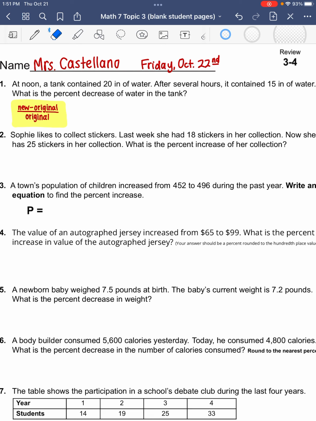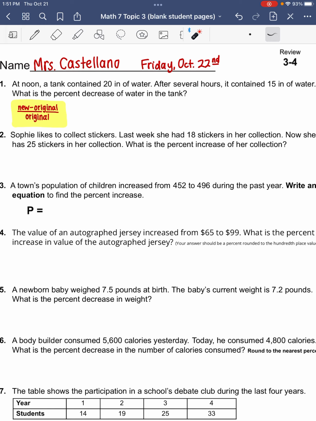Okay, so this is a percent change problem, and I've already written our formula for percent change. It's new minus original divided by the original. So we're going to be using that formula for pretty much all of these problems here. Now, we have to determine which quantity is our new one and which one is our original quantity.